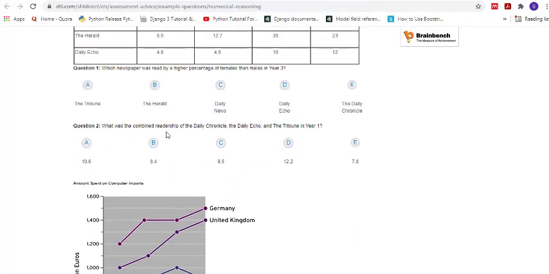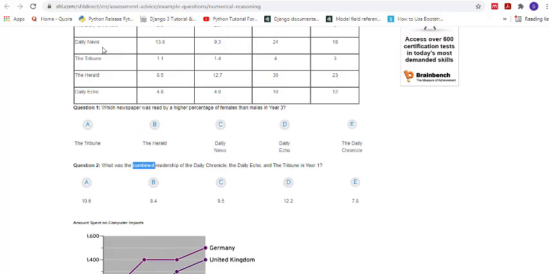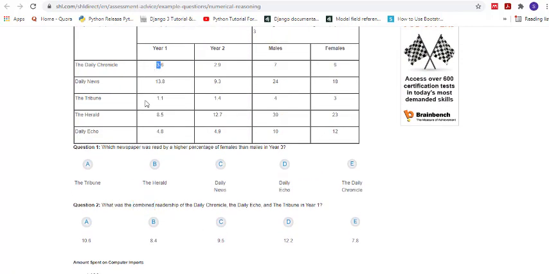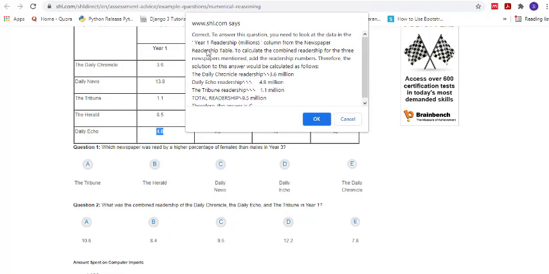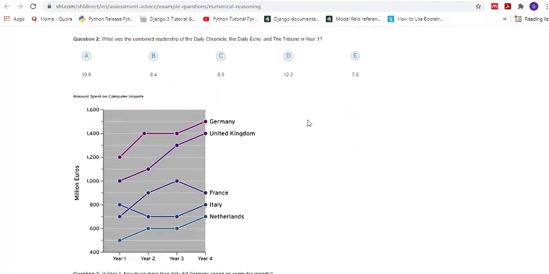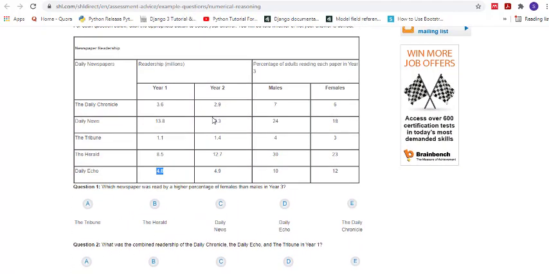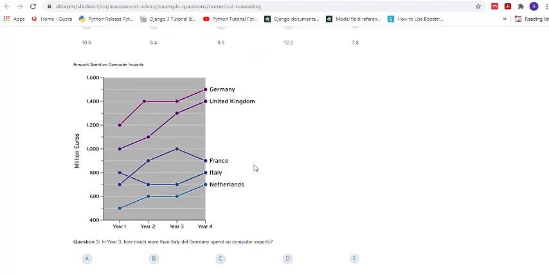So question number 2, what was the combined readership of the Daily Chronicle, the Daily Echo, and the Tribune in year 1? So this is somewhat easy, combined. So i-add mo lang ang nasa Daily Chronicle, 3.6, Daily Echo, 4.8, 3.6 plus 4.8, 8.4, plus the Tribune 1.1, so 9.5, no? Okay, there you go. It is correct. So, dapat marunong kayo mag-analyze ng table, ng figures. This is basic skills talaga, guys, no?